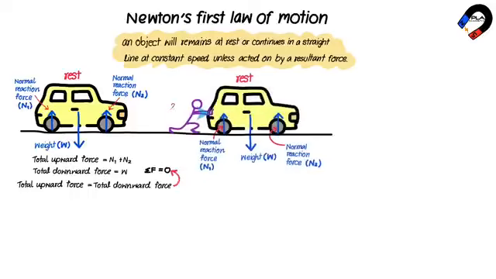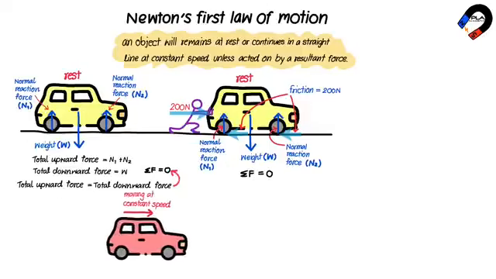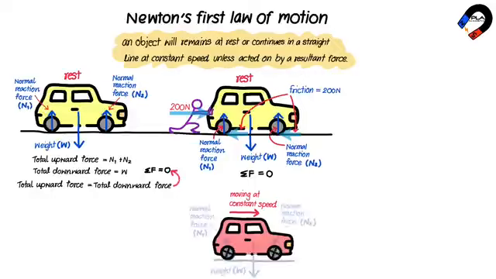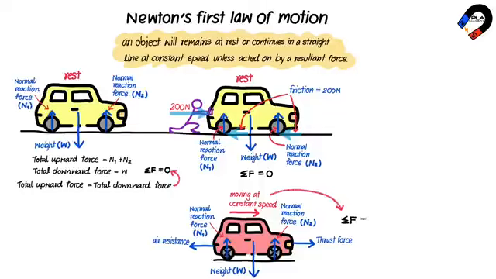A force of 200 newtons pushes a car forward, but friction acts on the car in the opposite direction with a force of 200 newtons. The resultant force on the car is 0, so the car remains at rest. A car is moving at a constant speed because the thrust force acting forward equals the air resistance acting backward, and the resultant force is 0.